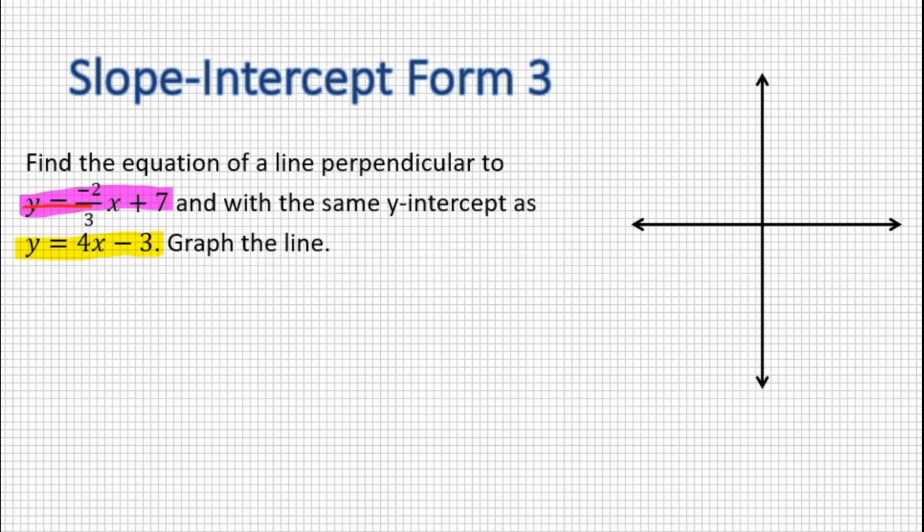Okay, so let's reread the question. Find the equation of a line perpendicular to y equals negative 2/3 x plus 7. So perpendicular means I'm concerned about the slope. If the slope of the other line is negative 2 over 3, I know that my slope will be positive, flip the sign, and it will be 3 over 2, flip the fraction. Now, my line will also have the same y-intercept as y equals negative 4x minus 3. So this piece of information is what I'm taking from the second line.